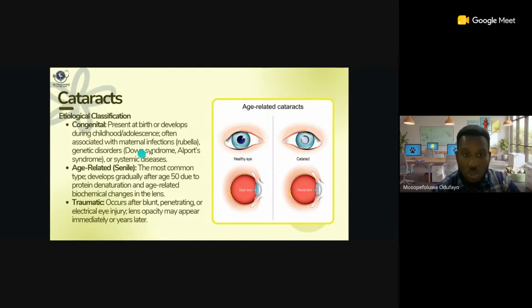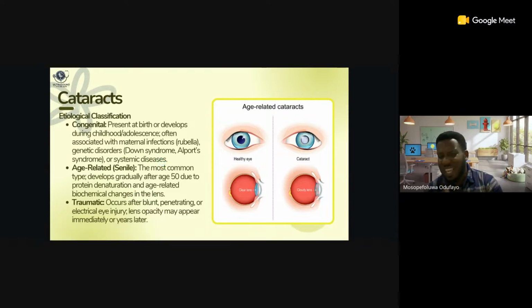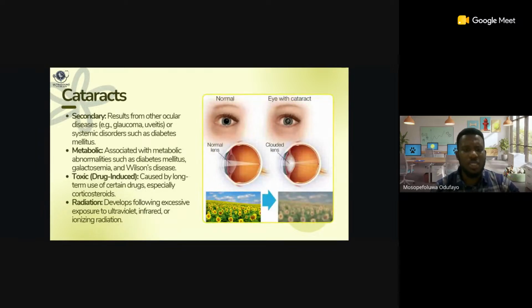Could be age-related, which is the most common. The person is growing old, so the protein's nature changes because of biochemical changes in the lens. Traumatic cataract: often years after, or immediately after, a blunt injury, they develop traumatic cataracts. Secondary cataracts result from other ocular diseases like glaucoma, uveitis, or systemic disorders such as diabetes mellitus. Could be metabolic cataracts because of endocrine conditions like diabetes, galactosemia, or Wilson's disease.